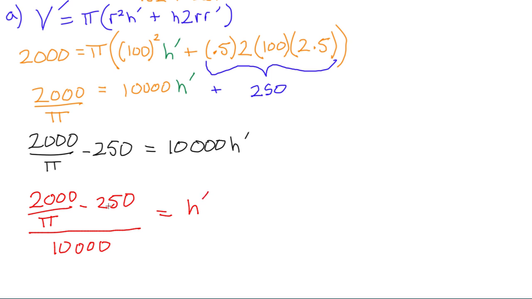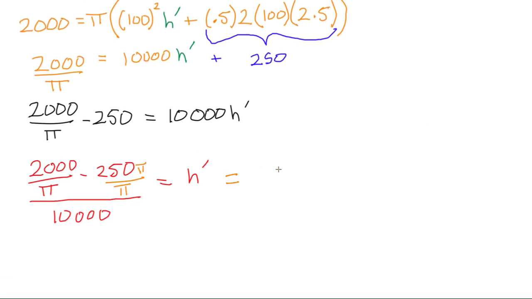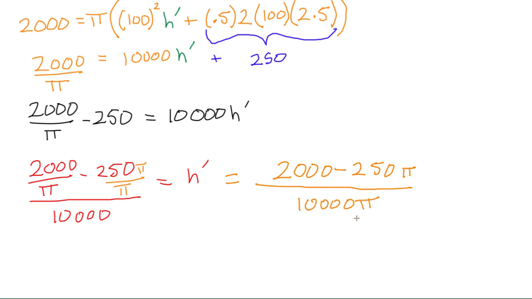Done. There it is. We don't need to approximate that because there's pi in there. That's gross. I'm not going to do anything with that. Of course, I could simplify this fraction a little bit. I could say that this is 250 pi over pi. So if I want to simplify this one more step, I could say that this is 2,000 minus 250 pi, all of this divided by 10,000 pi. There, and that's a little bit simplified.